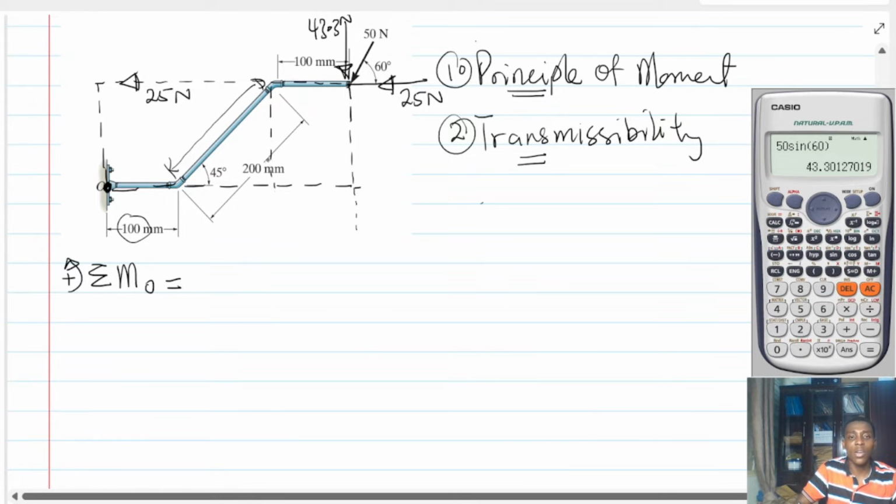Okay, so how can I get these distances? I know that this is 100 millimeters. Therefore, I need to resolve this distance. Do you see? The whole of this is 200. Therefore, this side is going to be 200 cosine 45. Is that right? And then this is also 100 millimeters. I hope it is clear.